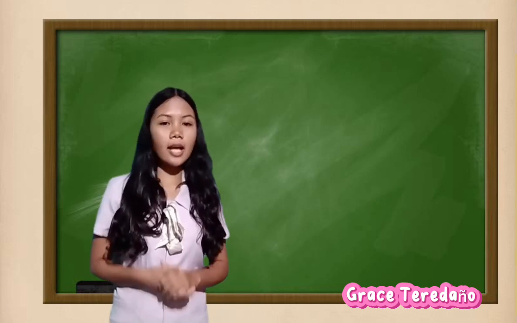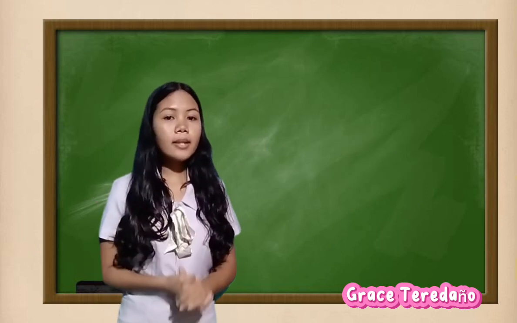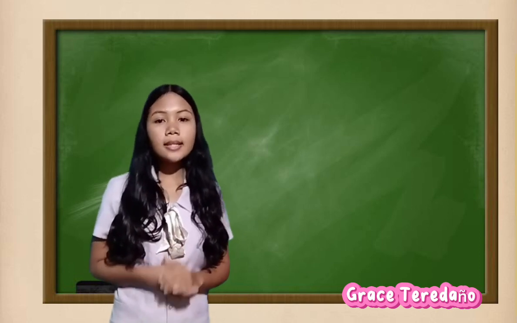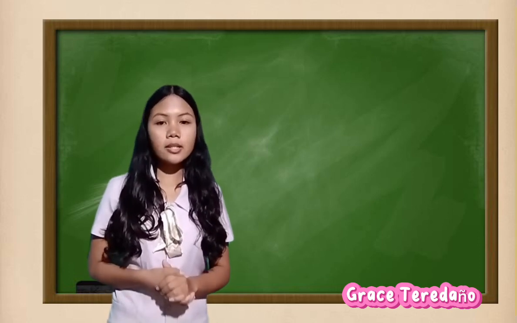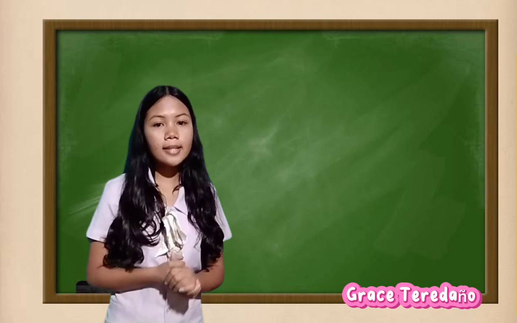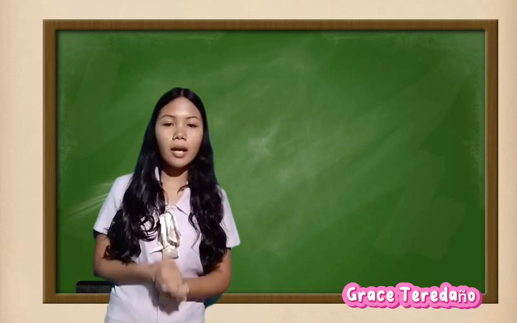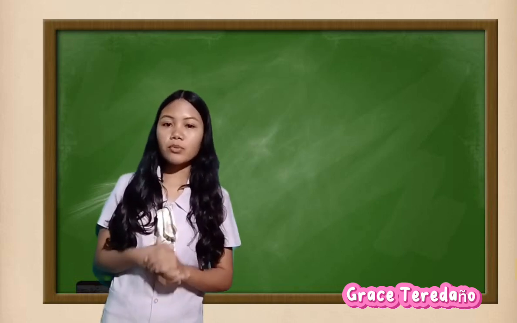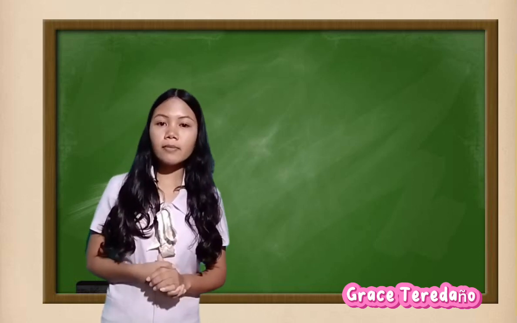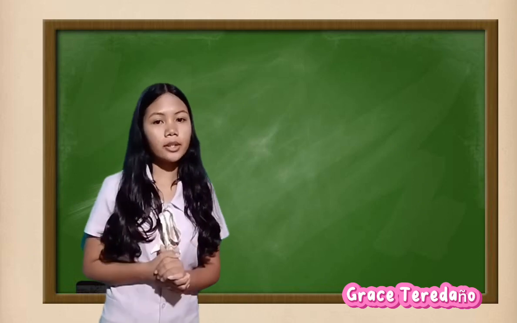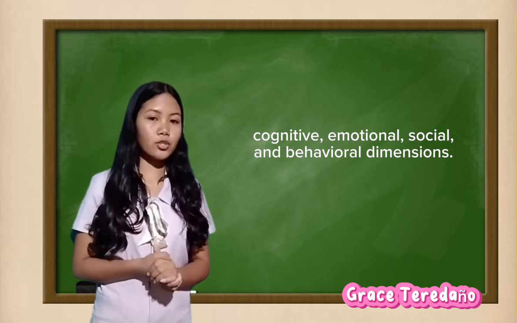Keys to learning and Gestalt psychology principles. Learning is complex and abstract. The statement suggests that the process of acquiring knowledge and skills involves intricate and non-concrete elements. It implies that learning goes beyond simple memorization of facts or procedures and often involves understanding abstract concepts, making connections between diverse ideas, and applying knowledge in various contexts. This perspective acknowledges the multifaceted nature of learning, which can encompass cognitive, emotional, social, and behavioral dimensions.